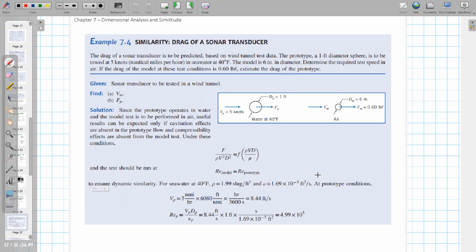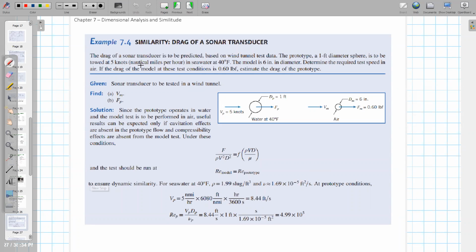Here we have an example to show you. The problem is relatively simple. Again we put a sphere in a wind tunnel, and we want to achieve the similarity. The original, realistic problem is that we put this sphere into the water, into seawater, with a velocity of 5 knots. Nautical knots is the unit for speed we use for ships.